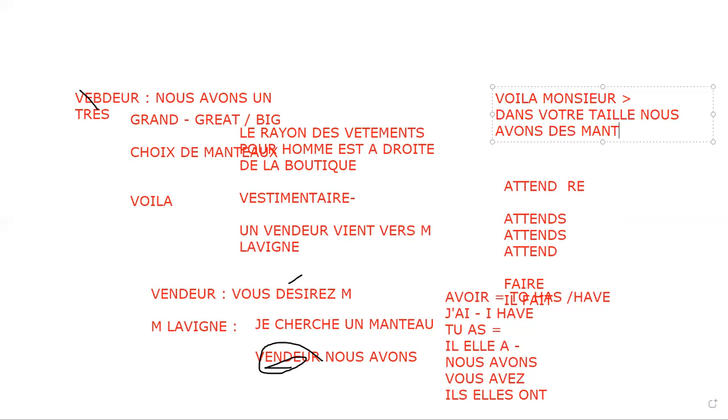Montant, is it clear to you? We have a coat. I can say a lot of coats. Okay, montant. So what does votre mean? Votre, your. In your. Dans, we have in. Your size. Nous avons des montants. Sir, can we say in your size, we have many?